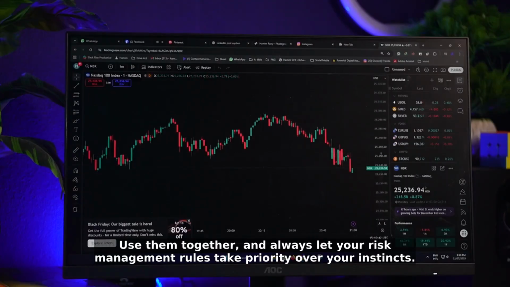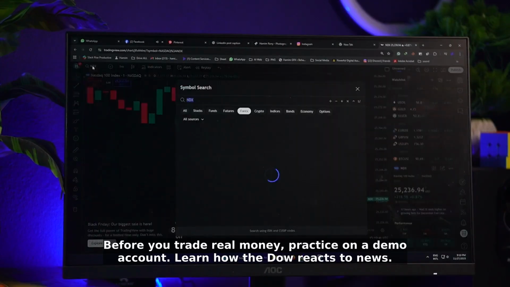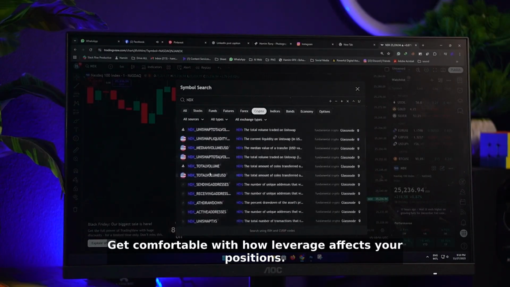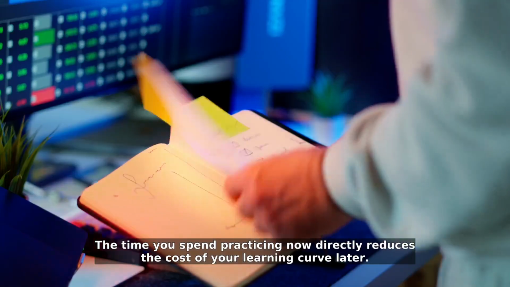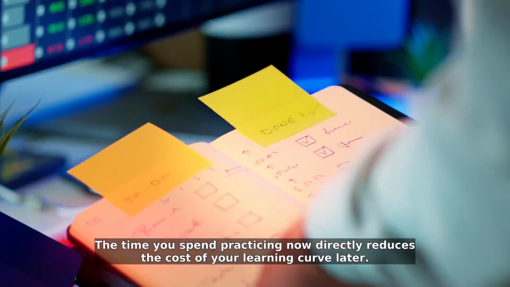For chart analysis, support and resistance levels work well on the Dow, so do moving averages and the relative strength index. No single tool is reliable on its own. Use them together, and always let your risk management rules take priority over your instincts.